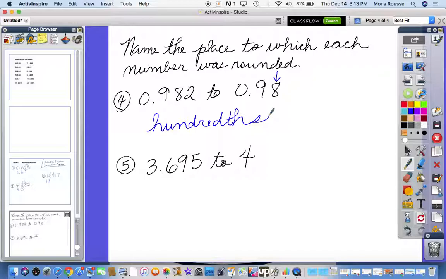In number 5, 3 and 695 thousandths was rounded to 4. The 4 is a whole number, it is in the ones place, so the ones column was rounded.